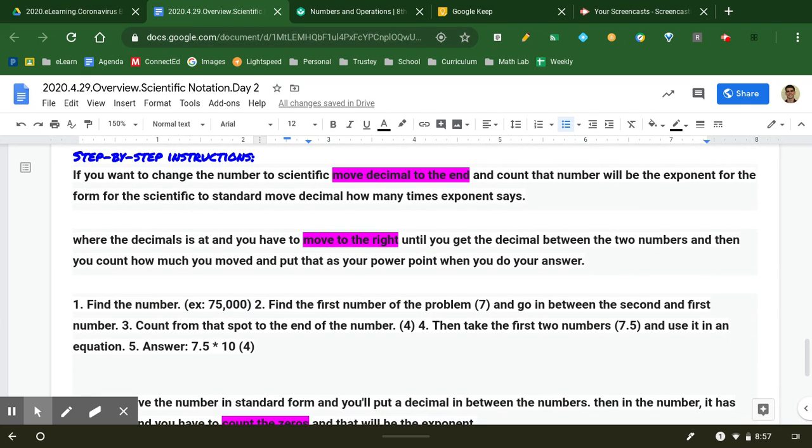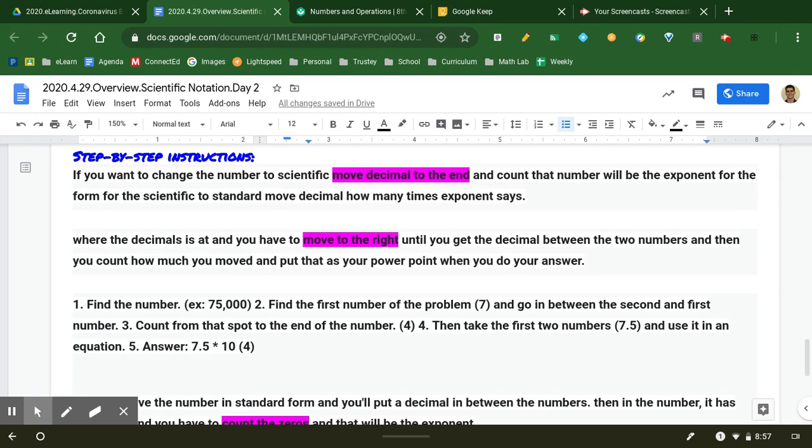Step-by-step instructions was a little more difficult. Some people didn't look at the directions to only look at the numbers, the problems in the assignment, changing normal or standard form into scientific notation. Let me share a couple of them that I got.